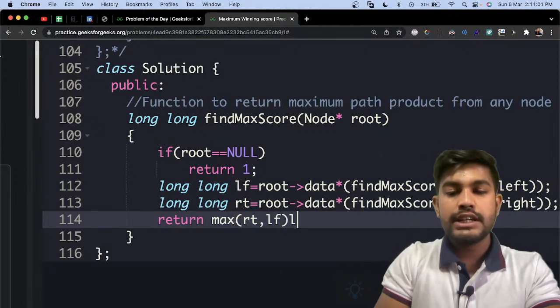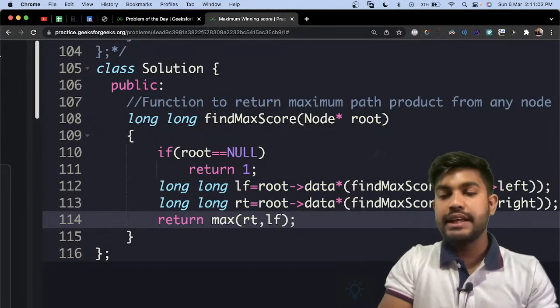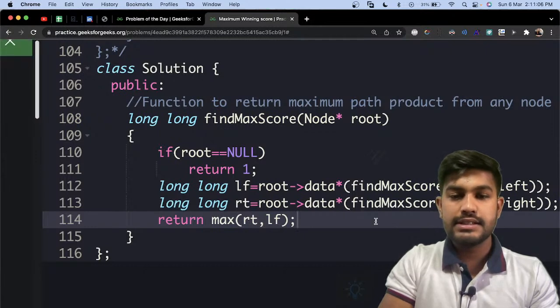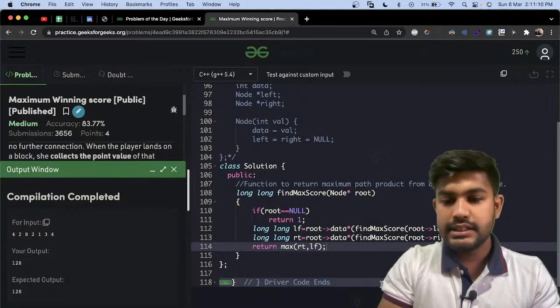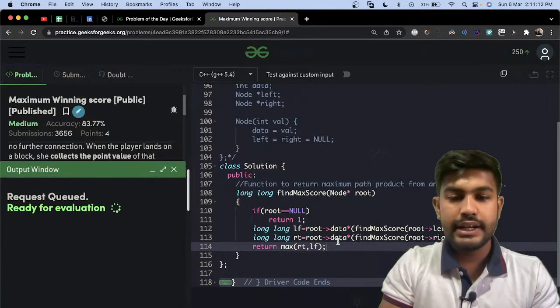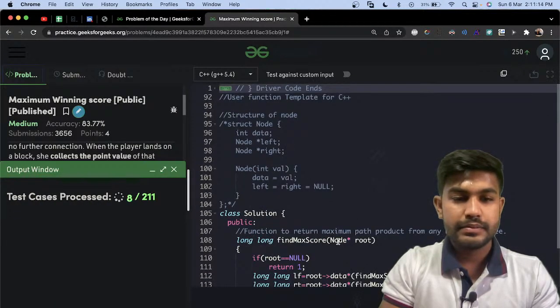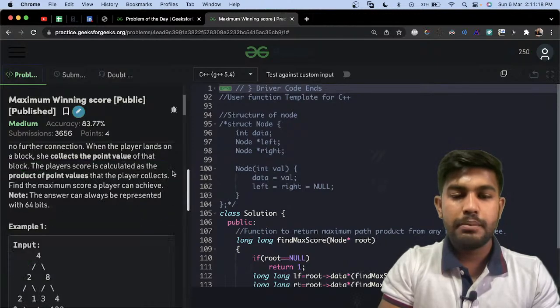Let us first compile and run. It might be the case that I would be making some errors as usual. Let me see. Yes, it is coming correct. Let us just submit it and see. Yes, we are able to pass this.